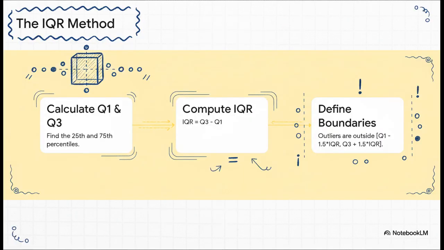A really robust way to do this is with the interquartile range, or IQR method. It sounds complicated, but it's not. You just find the range between the 25th and 75th percentiles. That's your IQR. Then you set up fences. Anything that falls below 1.5 times that range from the bottom or above 1.5 times that range from the top gets flagged as a potential outlier.